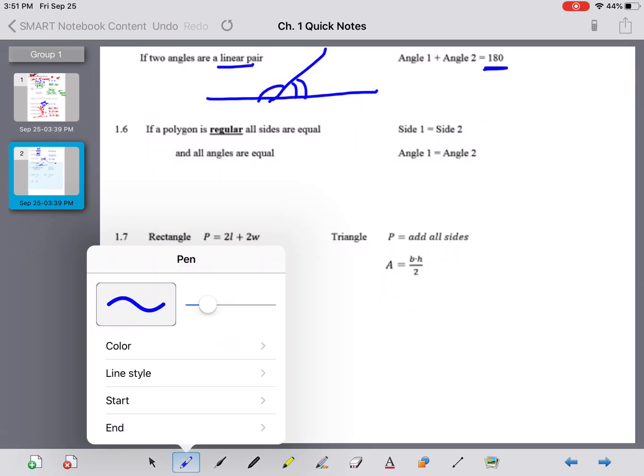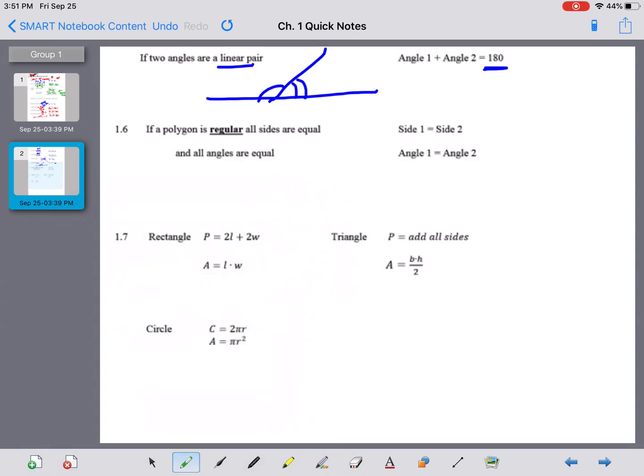In 1.6, we talked about polygons and all the rules for polygons. Don't forget, you need to know all those names of each 3-sided, 4-sided, 5-sided, all those. So if you're not sure, go back and check your notes from 1.6. But the big thing is we want to know if a polygon is regular, all the sides are equal, so part equals part, or all the angles are equal, so part equals part. So both are true for a regular polygon, okay?